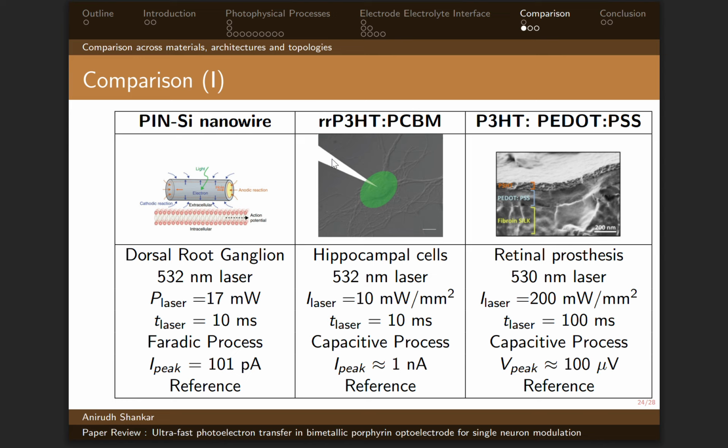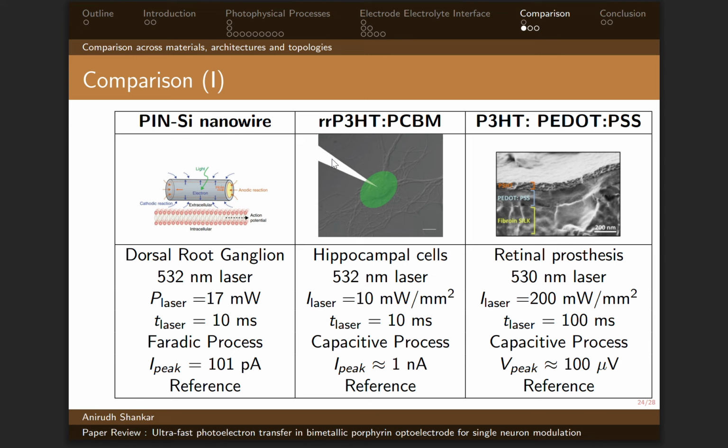The first organic blend, which we shall see, is a P3HT PCBM blend that was used for hippocampal cell stimulation with a 532 nanometer laser and an intensity of 10 milliwatt per millimeter squared. The time period of the laser was 10 milliseconds. The process that took place here was dominated by a capacitive process, and the peak current was 1 nanoampere.